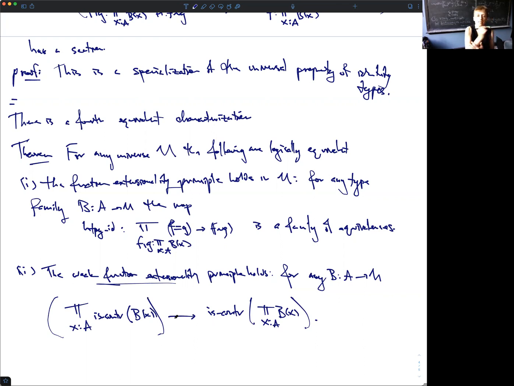So another way to state weak function extensionality is that products of contractible types are contractible. Products here are meant in the sense of these dependent products or dependent function types. So if for all x in A, the type B of x is contractible, then when I product them all together, when I form the dependent function type, functions from A into B of x, that whole type is contractible.